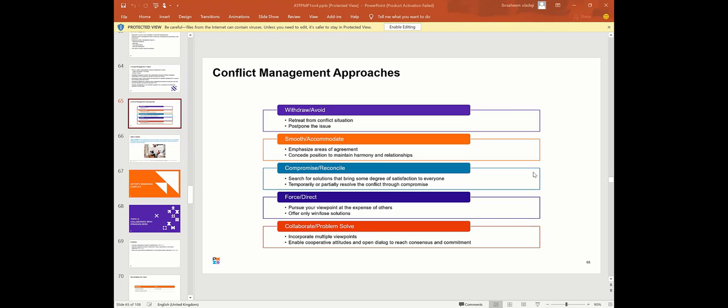Conflict management approaches: withdraw, avoid, retreat from conflict situation.